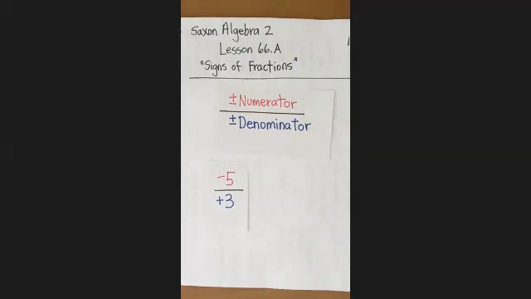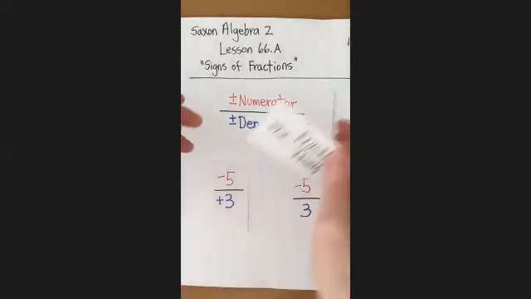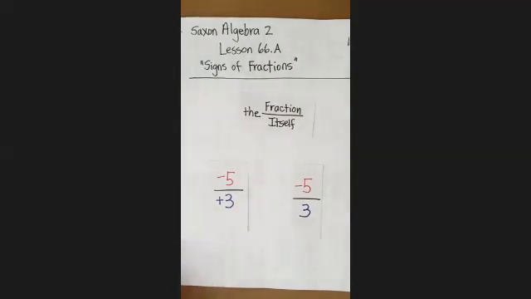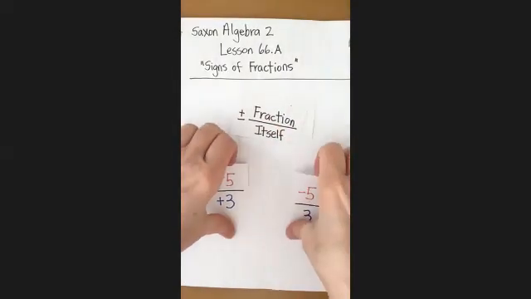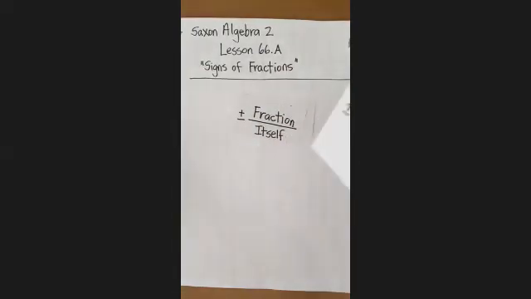I'm emphasizing signs in this video, but usually in algebra, we don't write the plus sign. So these 2 fractions are equivalent, minus 5 divided by 3 as our slope. So those are 2 parts of the fraction. What's the third part? Well, the third part is the fraction itself. And the fraction itself can also be plus or minus. So here's a fraction showing all of its 3 parts: its numerator, denominator, and the fraction itself.